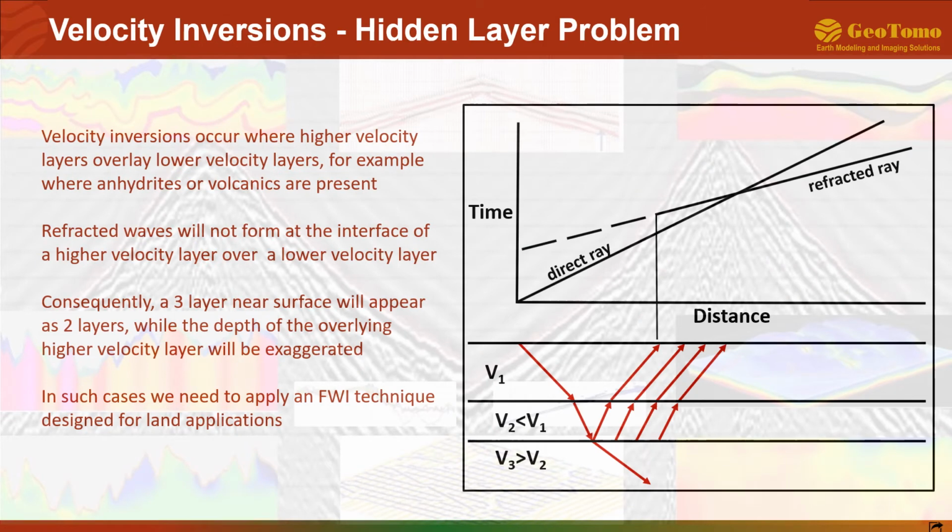Velocity inversions occur where higher velocity layers overlay lower velocity layers, for example, where anhydrites or volcanics may be present. The refractions cannot take place and the underlying lower velocity layer will be hidden. So 3 layers will appear as 2, and the thickness of the middle layer will appear exaggerated. In such cases, we need to apply full waveform inversion.